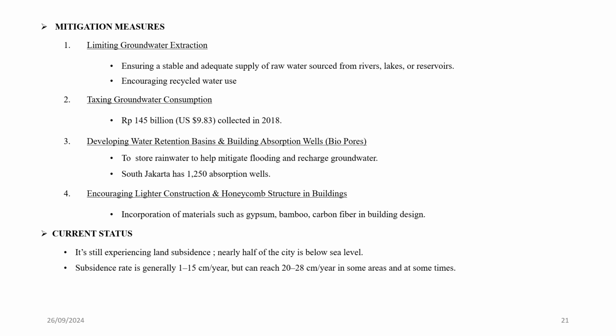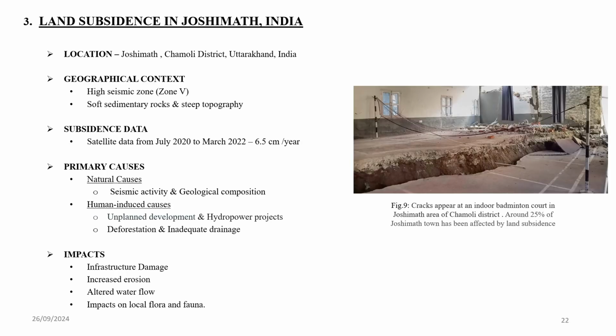Nearly half of the city is below sea level. Subsidence rate is generally 1 to 15 cm per year, but can reach up to 20 to 28 cm per year in some areas and at some times. Now let's see a case study of land subsidence in Joshimath, India. Joshimath is located in Chamoli district of Uttarakhand.